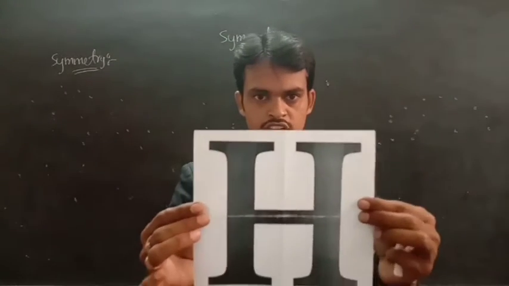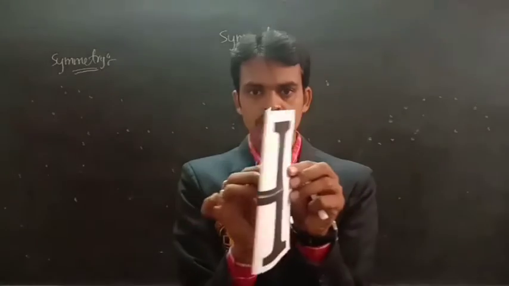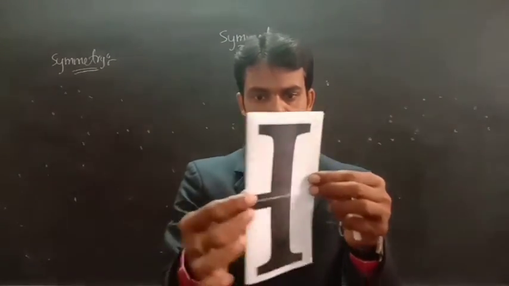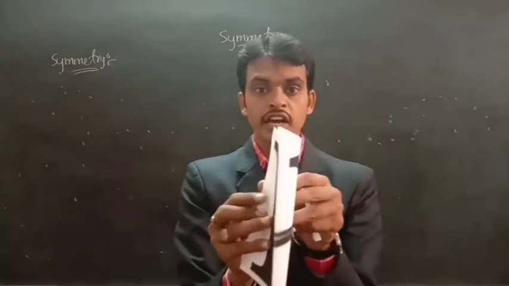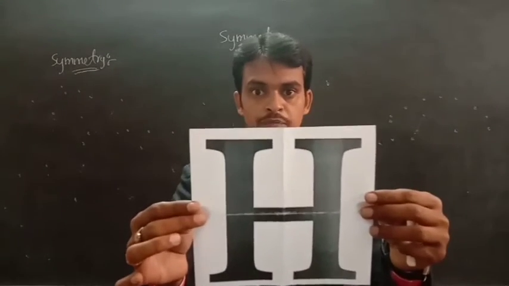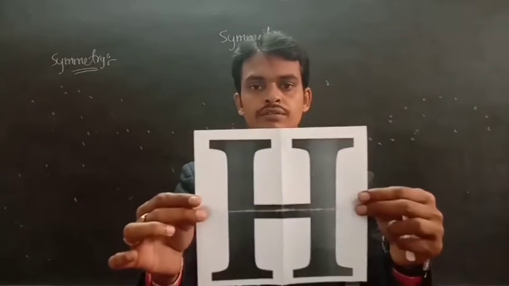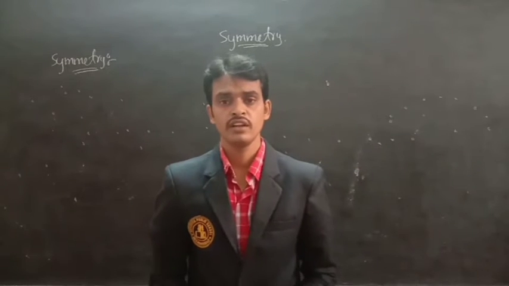Next, what is this? Alphabetical letter H. So this alphabetical letter H I folded like this. You look at the two parts of H. Yes, they coincide with each other. They exactly match with each other. Then the letter H is also an example of a symmetrical figure. So these are the examples of symmetrical figures.